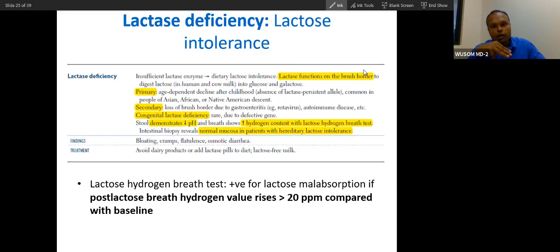In a baby, because a newborn baby does not have any choice other than milk, supplement with lactose-free milk. That is the treatment of choice. So these are all about lactose intolerance. You can see dietary lactose intolerance, you already know this, because of enzyme deficiency.